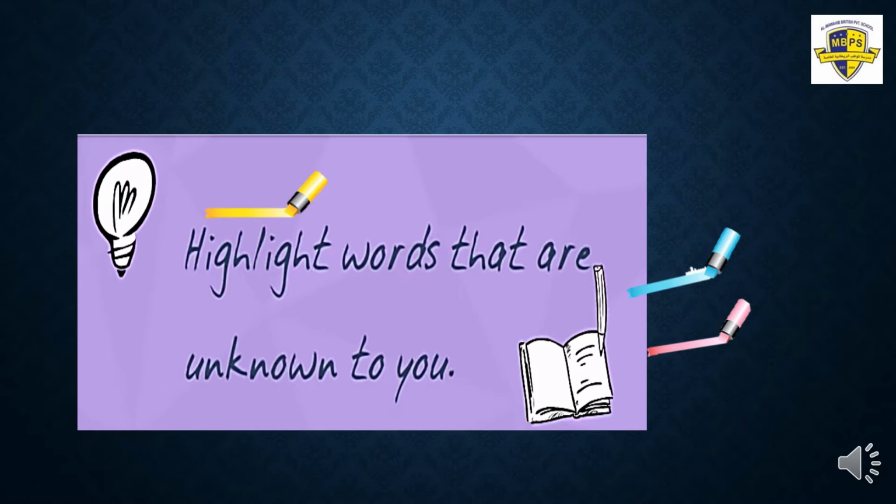How do we annotate? The first thing that we can do to annotate a text is highlight. Highlight words that are unknown to you. Now you must be doing this, right? When you are reading something, you underline words that are new to you and you don't know the meaning of those words. So when you do this, you are annotating a text, and this is highlighting the words that you don't know, and later on you use a dictionary to find what they mean. So highlighting new words is annotating a text.